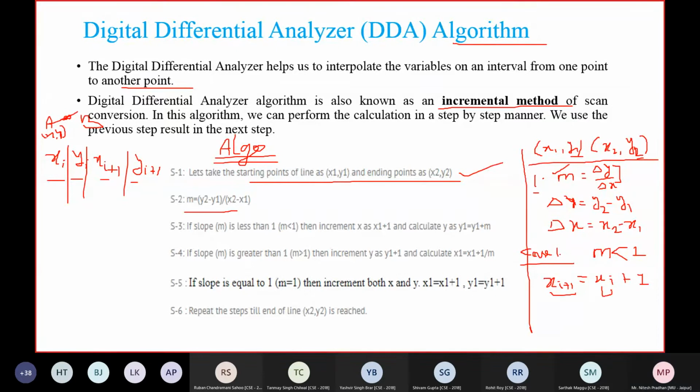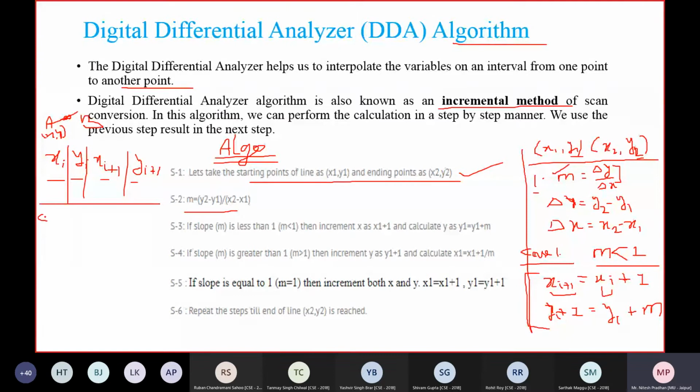Xi means presently where you are, that is, your present coordinate. You have to increase it by plus 1 when your slope is less than 1. And the same for y: what will be the y increment? This is nothing but the previous plus the value of m. So if your slope is less than 1, you have to calculate the new points with the help of these two equations. That is case 1.